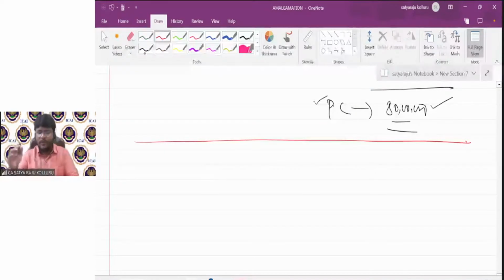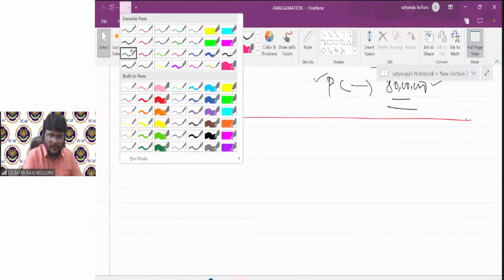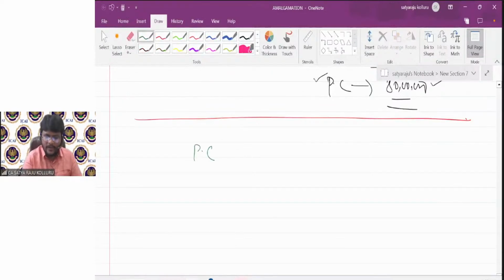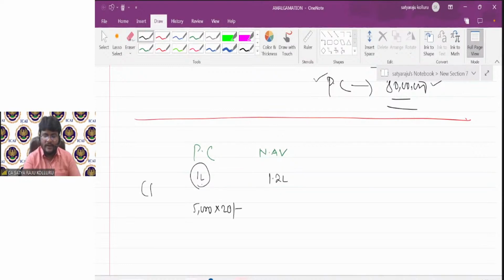I'm deviating from the problems. Let me take one simple case. PC is there, NAV is there. PC, let me consider 1 lakh. NAV, let me consider 1.2 lakh. Sir, how many shares are you issuing as PC? I'm issuing 5,000 equity shares at 20 each. Sir, face value is 10 rupees only, but issue price is 20. It will become 5,000 into 20, which is equal to 1 lakh.